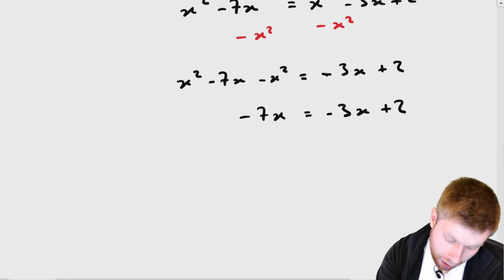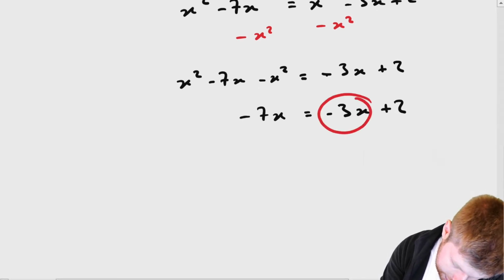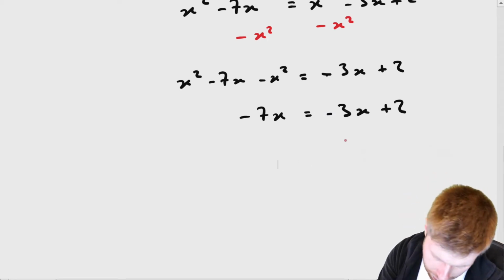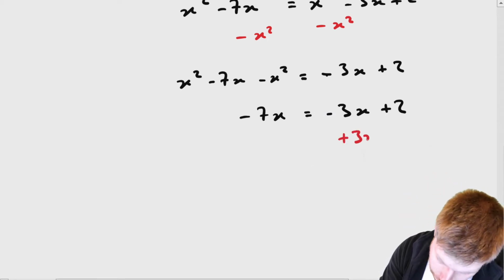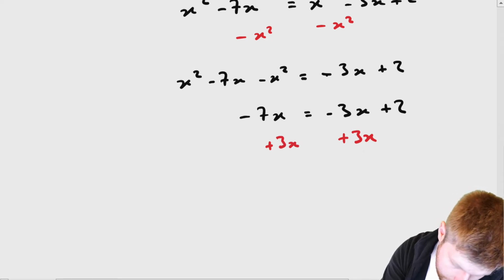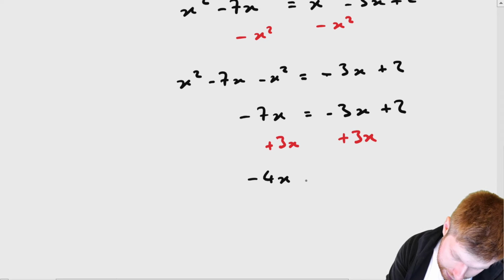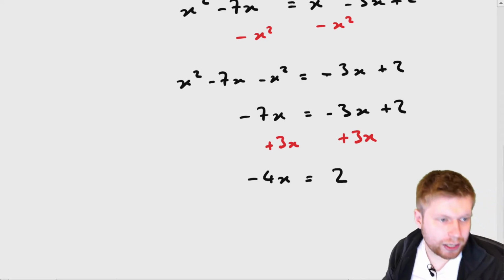Now I want to take the other x over on the other side. So you see this negative 3x, I want to bring it over here. Well, how can I do that? I can do that by adding 3x to both sides. Okay, so if I add 3x to negative 7x, I get negative 4x. And obviously on the right hand side, I'm just left with my 2.